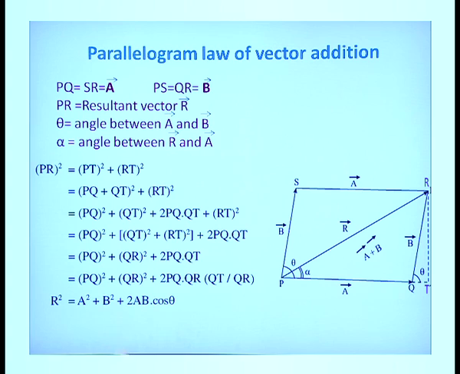So, now we can write, what is PQ? PQ equal to vector A. So, in place of PQ square you can write A square, in place of QR square you can write B square, plus 2, PQ equal to A, QR equal to B and QT by QR equal to cos theta. So, now we can write PR is your resultant vector R. So, R square equal to A square plus B square plus 2AB cos theta, and you can notice that here we have not put the vector sign, we are taking only the magnitude.